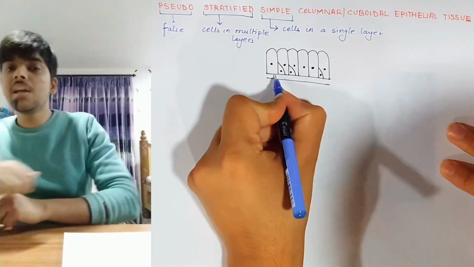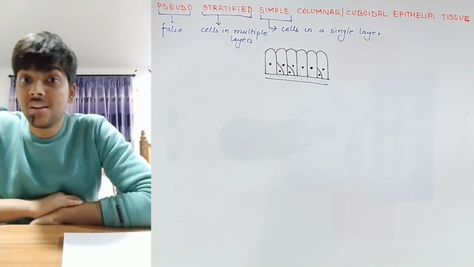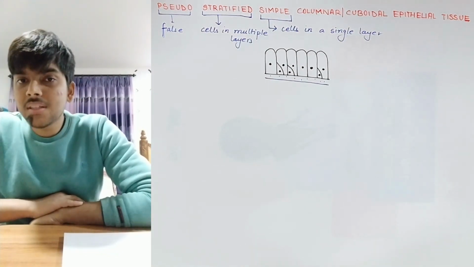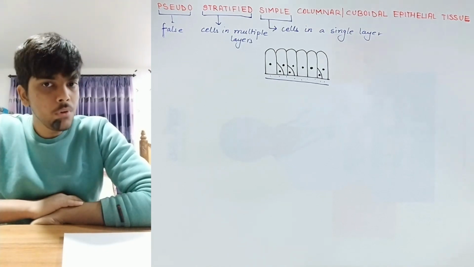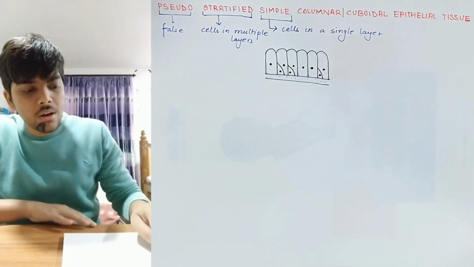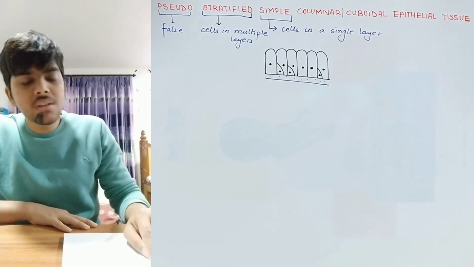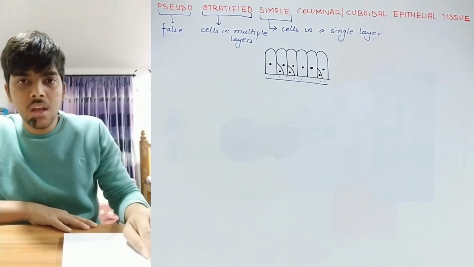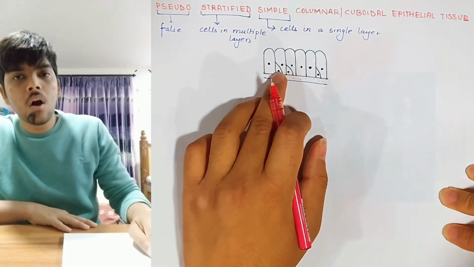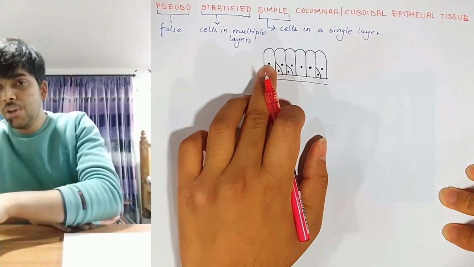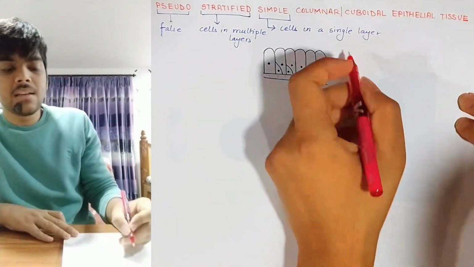Do you see anything different here compared to other epithelial tissue? I clearly see it. The difference is that here, all the cells are not of the same size. There are few cells that are smaller than others, and these smaller cells have nucleus at a position lower than the nucleus of the longer cells. Due to this particular reason, false stratification is seen.